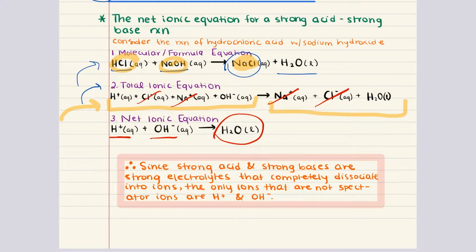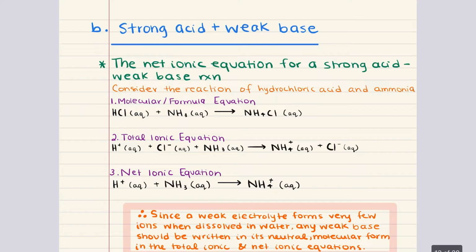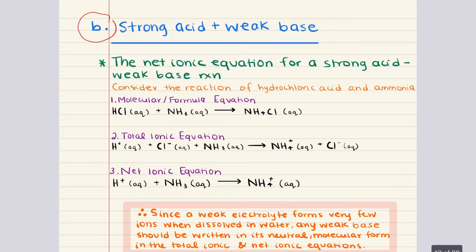So the resulting solution is neutral. It has a pH equal to 7 because the hydrogen and the hydroxide ions completely neutralize each other to form water. Okay, what about strong acid, weak base reactions?